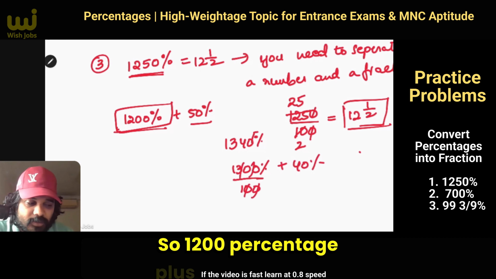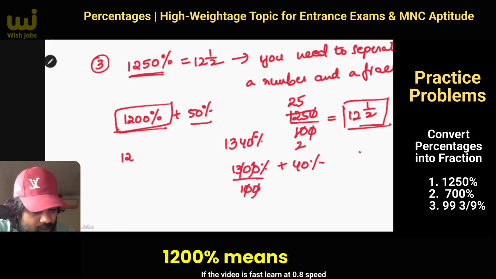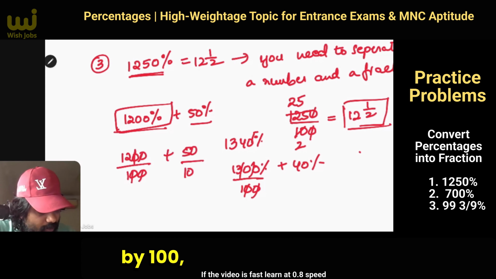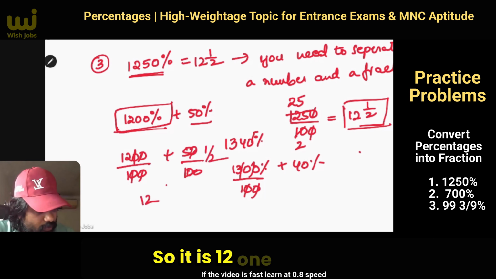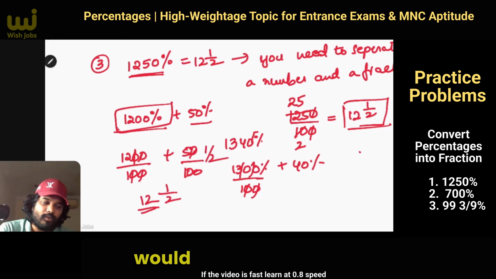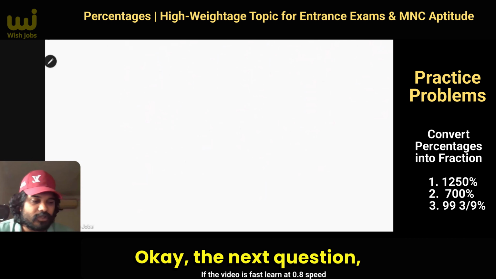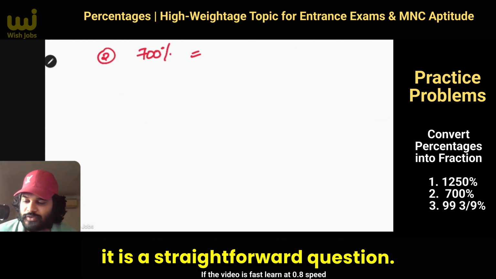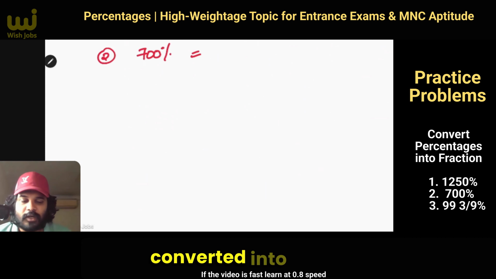So 1200 percentage plus 50 percentage, 1200 percentage means 1200 by 100, which will be 12, plus 50 by 100, which is 1 by 2. So it is 12 1 by 2. In both the methods, you will be able to solve it. Okay, the next question, which is 700 percentage. It is a straightforward question. What is the 700 percentage converted into fraction?